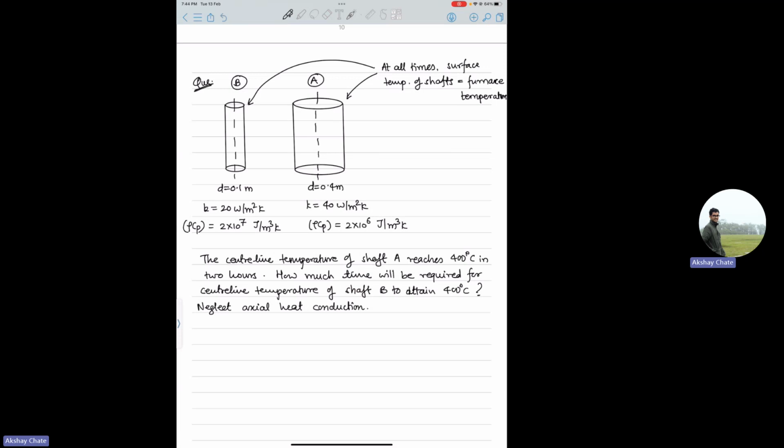You may ask what about the Biot number, etc. Nothing is mentioned here, so we can't say anything about the Biot number. And the Biot number, anyway, doesn't give any information about time. That is one thing. The second way to approach it is using the similarity solution.